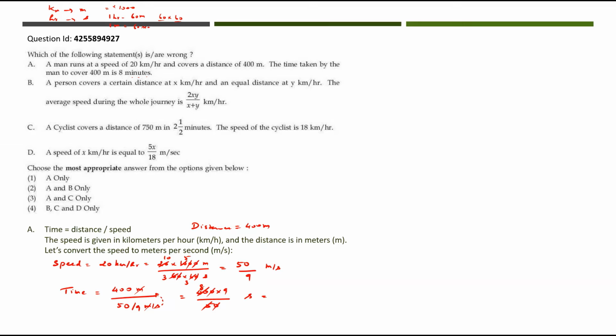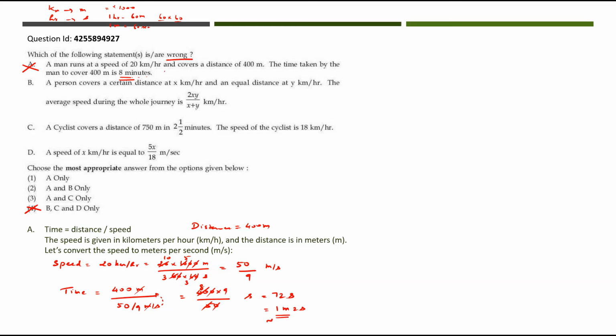What is 8 into 9? It is 72 seconds. 72 seconds means 1 minute and 2 seconds. This is actually only 1 minute, but here they have given us 8 minutes, which means that A is wrong. Any option that does not involve A can be ruled out because they are asking for wrong statements.